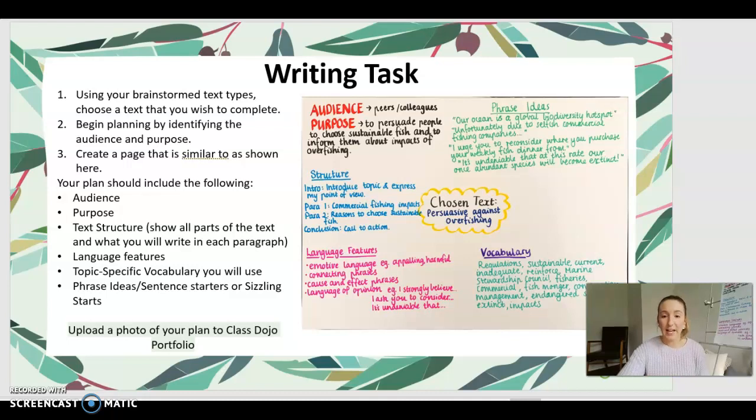So your task today is to do exactly that. You're going to choose your text and then plan, similar to how I have, and I've dot pointed the things that you need to include. You need to upload a photo of your plan to your Class Dojo portfolio or your OneNote.